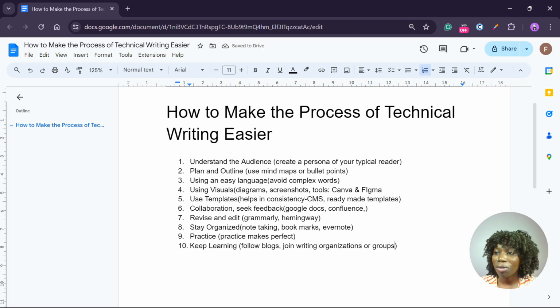So making the process of technical writing easier involves a combination of all these I have shared with you. And always, practice makes perfect, and that's how you get better.